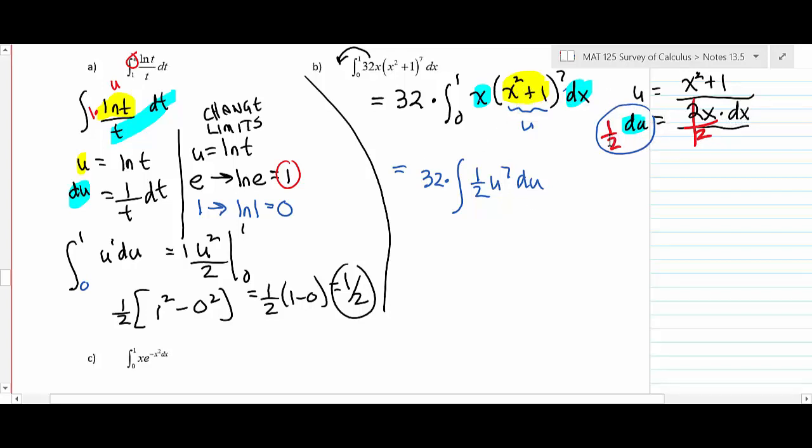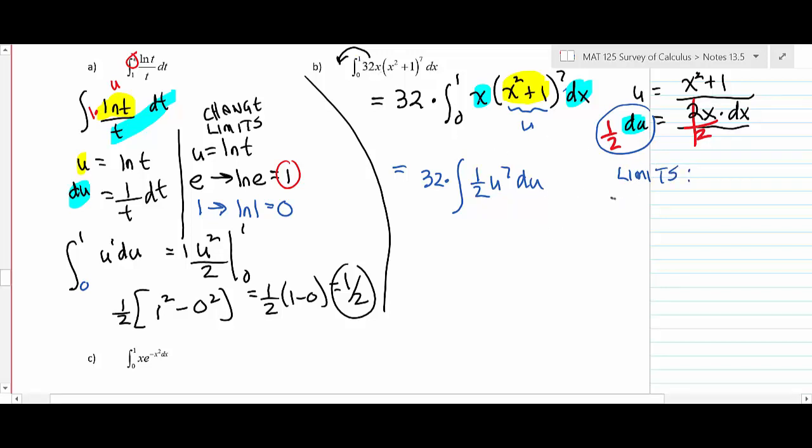Now, do you know how to do this integral? I hope so. What is it? Take the half out, u to the 8th over 8. Now we're not ready to do that yet. But remember, when you do u substitution, you want to have an integral that's easy. What we've got to do now is change these limits. So let's go ahead and do this.